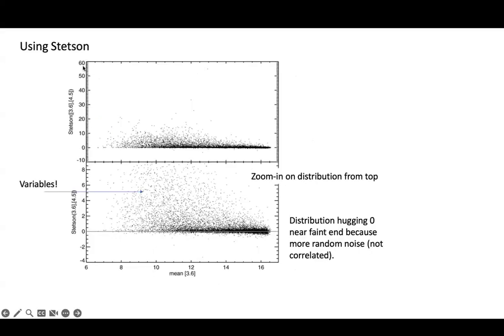Now, here's Stetson. Here's the distribution of Stetson as a function of brightness. Here's the whole distribution, and then this lower panel is a zoom in on the distribution from the top. The distribution is hugging zero, especially near the faint end, because there's much more random noise at the faint end. It means it's not correlated. But at the bright end, almost everything is variable and correlated, again, because those are the young stars.